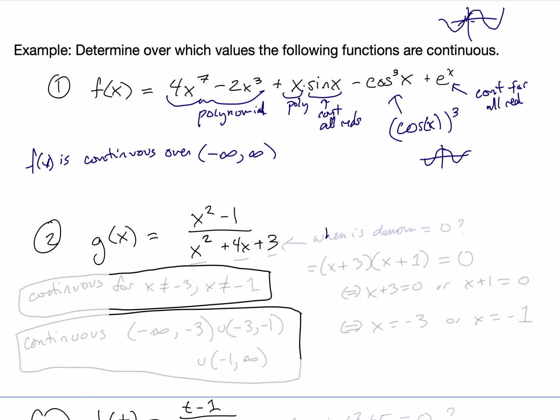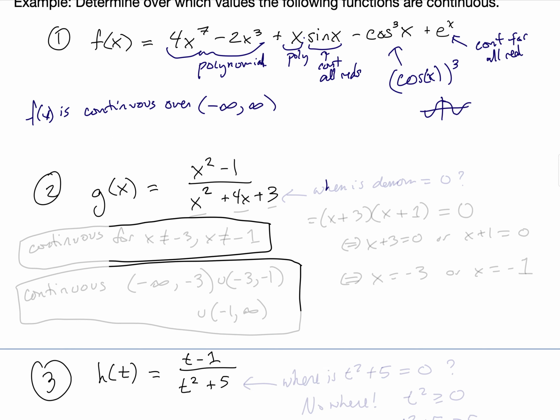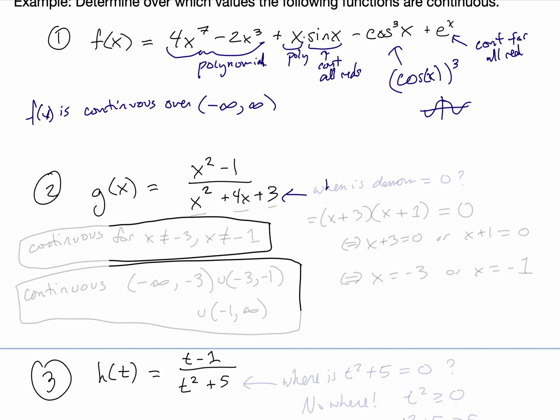Okay, so our next function is g of x, and we know that this is a polynomial divided by a polynomial. So the only thing we have to figure out is when is the denominator equal to 0. Those are places where the function is going to be discontinuous, but it's going to be continuous everywhere else. To determine that, we could try to factor that denominator. So we want to factor x squared plus 4x plus 3 to determine when it's equal to 0.